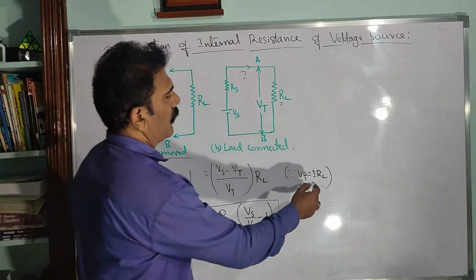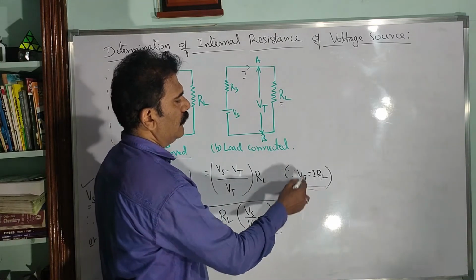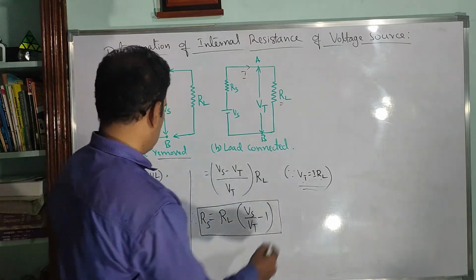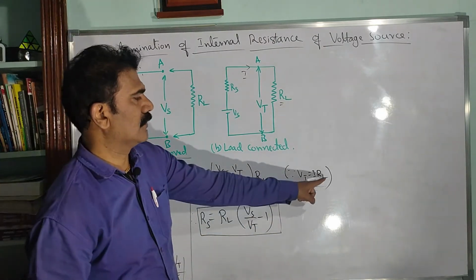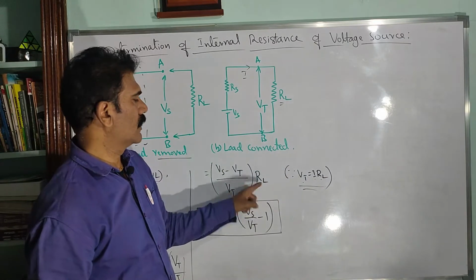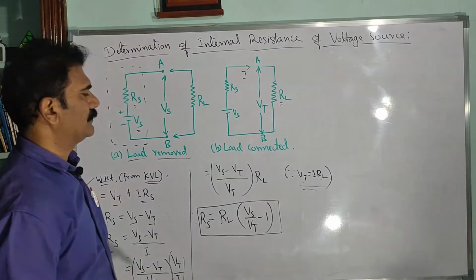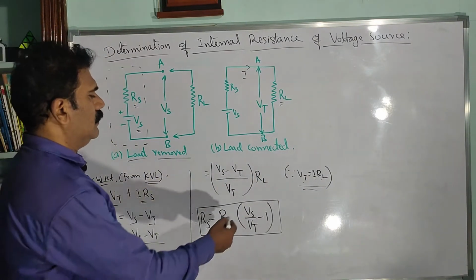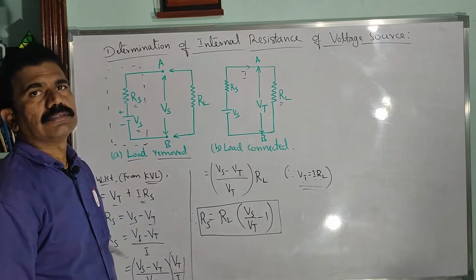Okay, so the product of current and RL is equal to Vt. Therefore we can write this as Vt by I. Vt by I is equal to what? RL, correct? So the load resistor RL is substituted here. That's it. Now in the next step we get the internal resistance of the source.